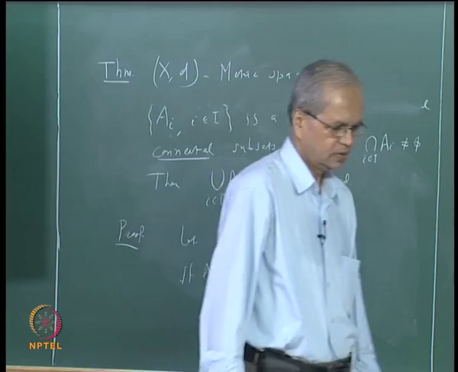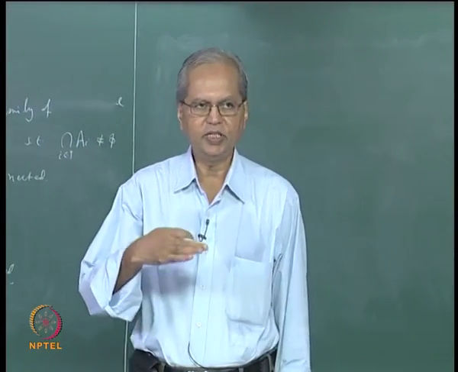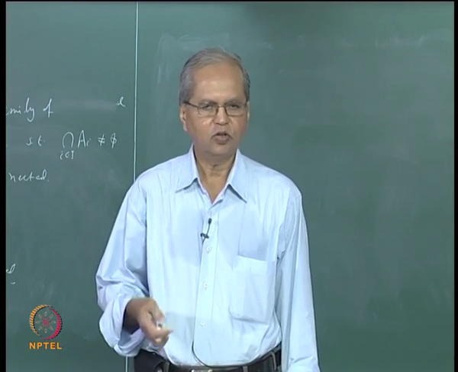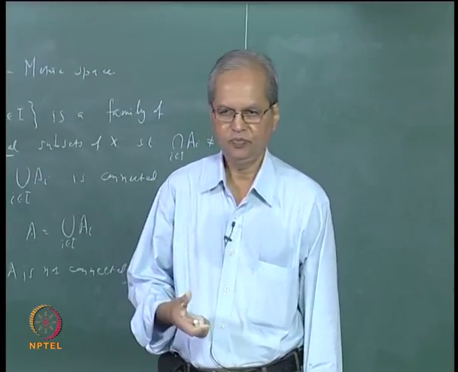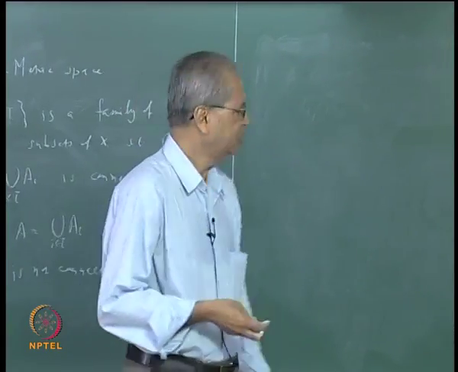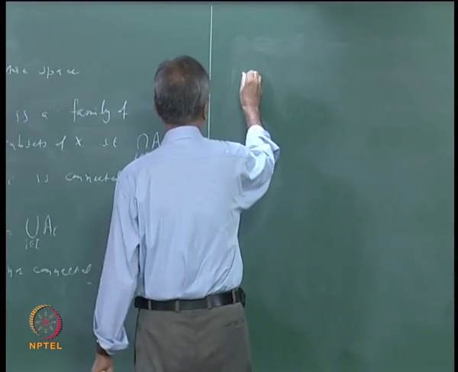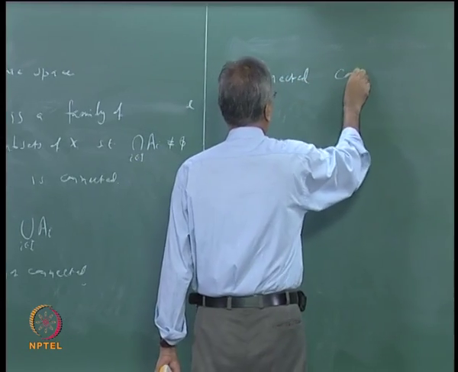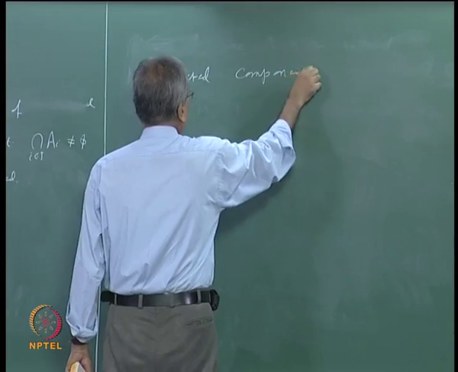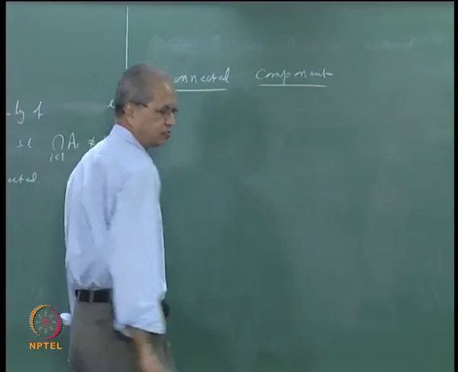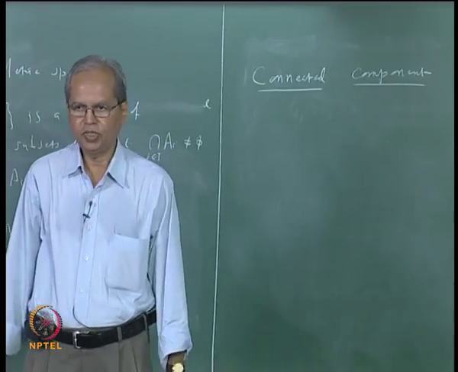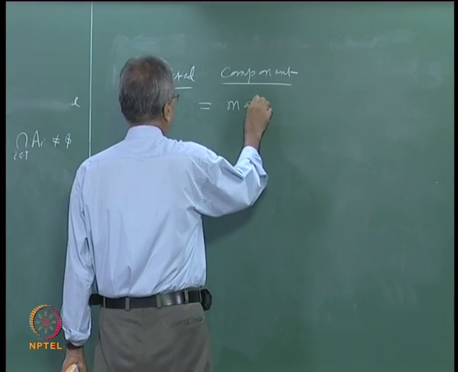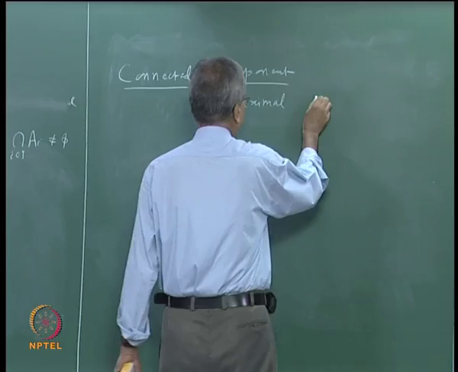So the question is, suppose you reach a stage beyond which you cannot extend, then obviously such a set will be called a maximal connected set, and that is called a connected component. Is the definition clear? Connected component is another way of saying that it is a maximal connected set.